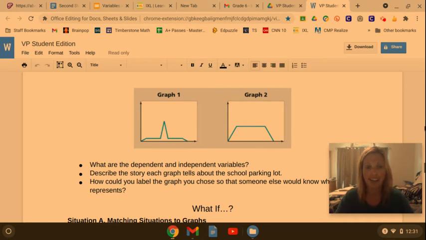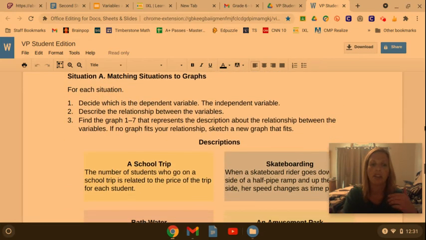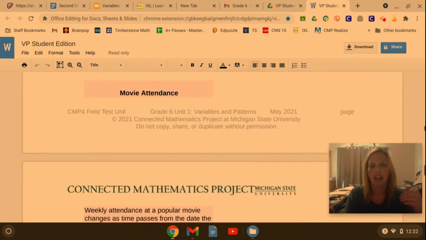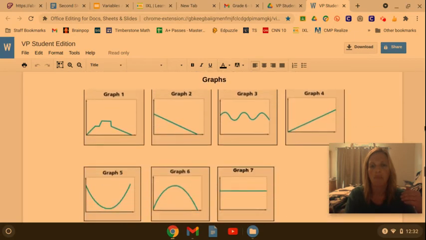Where graph 1, we have kind of the same scenario, but there's that huge peak in the middle, which says something's happening during the day, maybe an assembly or a sporting event or something where we have a lot of parents who come and join us, and that causes more cars to come in the parking lot. And then they leave when that event is over. So what we're going to be doing is looking at some different graphs and different stories, and you're going to get a worksheet with these, and you're going to have to try to match them up.